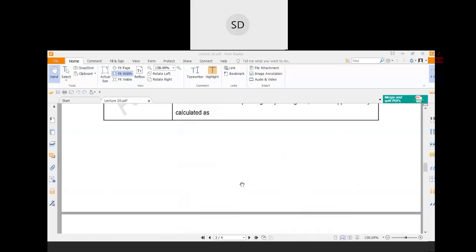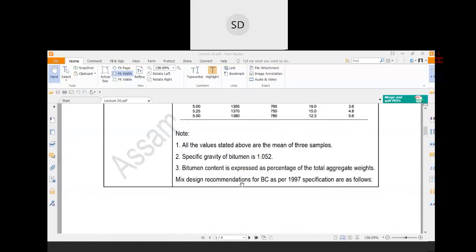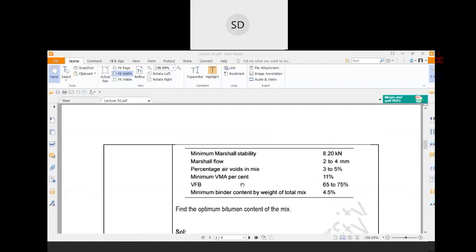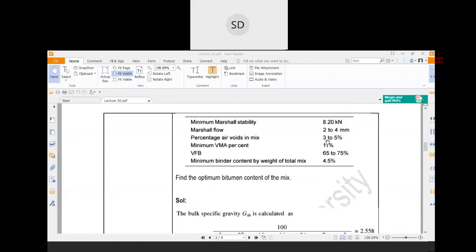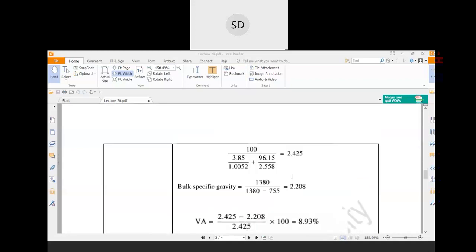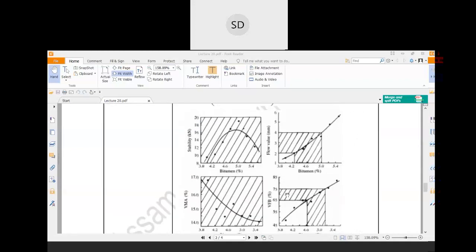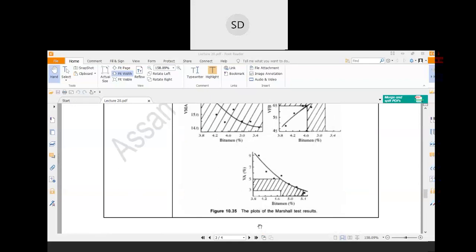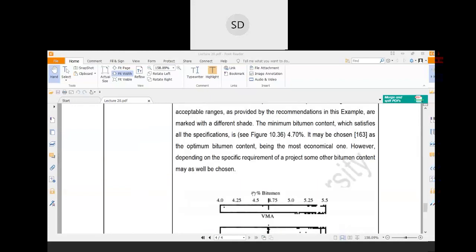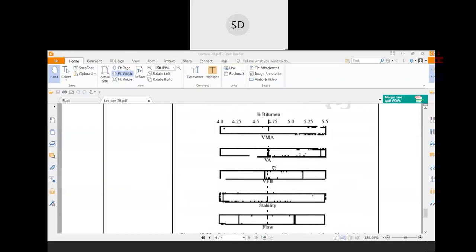So what should be the minimum value for that VA? That value for the VA is given as 3 to 5%. So you can consider 4.5% because within that 4.5%, you are getting a value which is within the particular limit. Okay, that is for the VA.